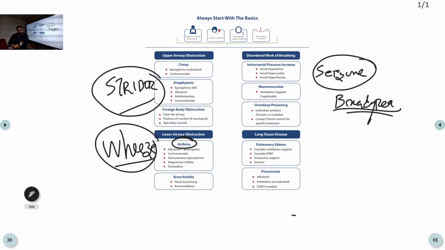So again, it can be due to raised ICP. So what will the raised ICP do? The raised ICP will start affecting your respiratory centers, which are inside the brain. So the pressure will start affecting the respiratory centers. As a result, what will happen? The brain will start herniating, and as a result, the patient will stop breathing.